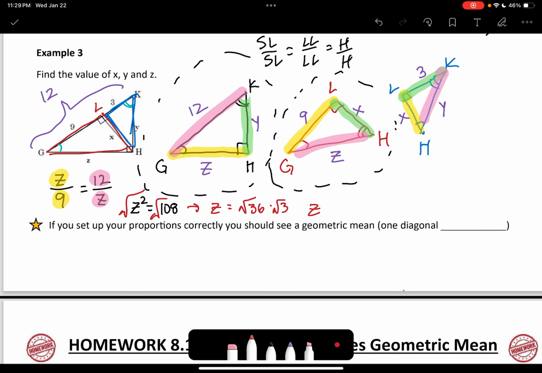The square root of 36 is positive or negative 6, but we had the conversation already: my z value can't be negative because it's a length. So I'm just using the positive value, 6. So 6 root 3. So z is 6 square root of 3.